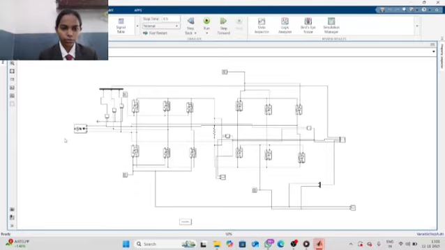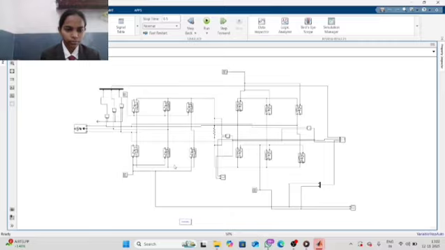Three-phase AC source: it is the input power supply. There are 12 thyristors, which are the main devices for conversion. The firing circuit provides gate pulses to control the SCRs. The resistor is the load; it limits current and protects the circuit.